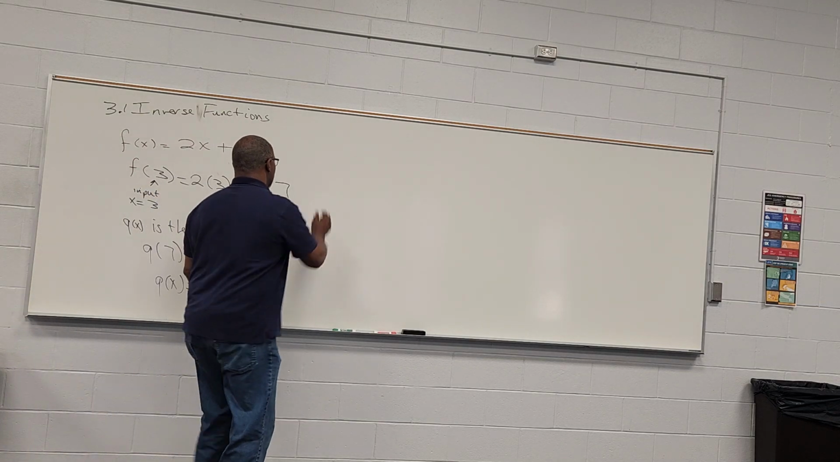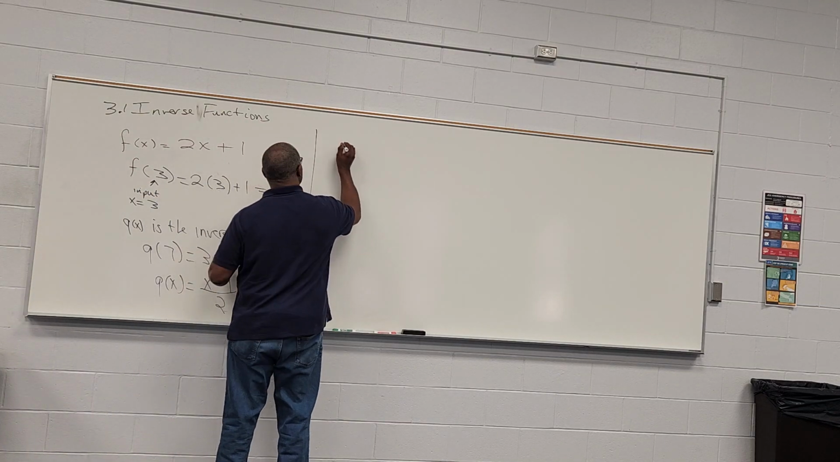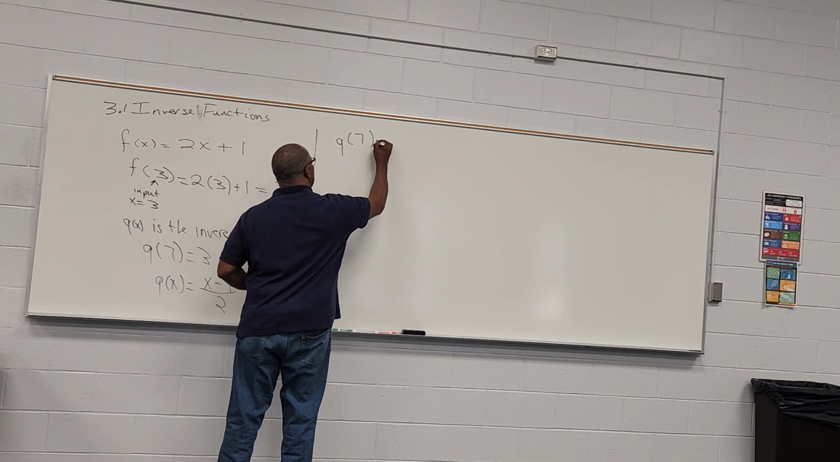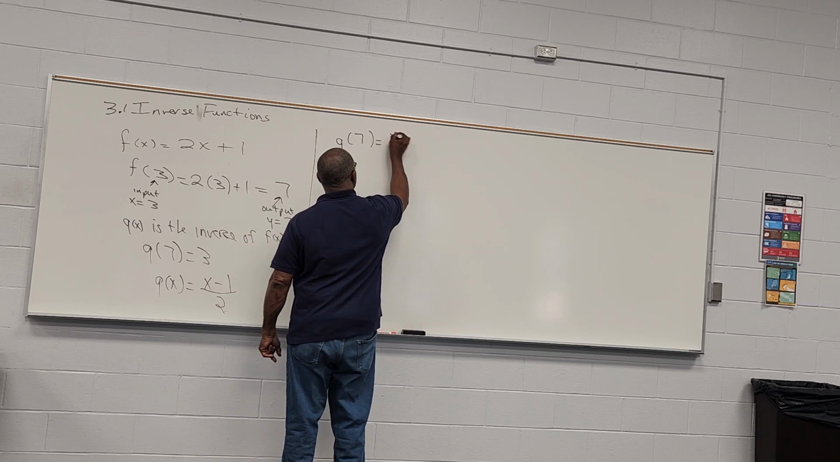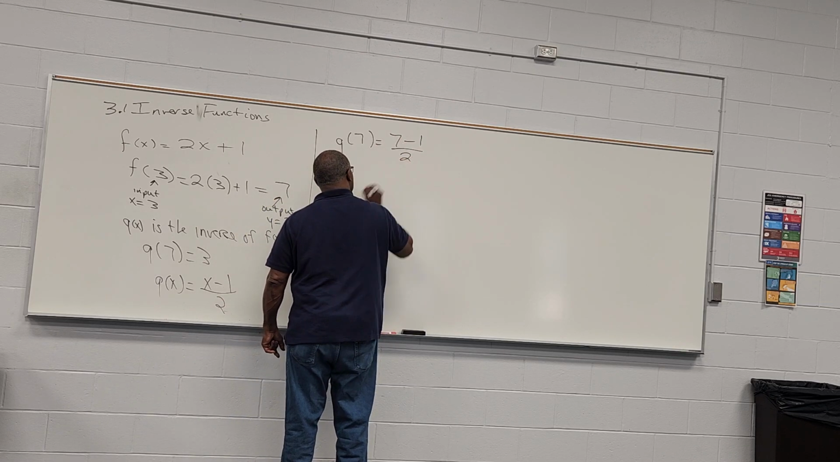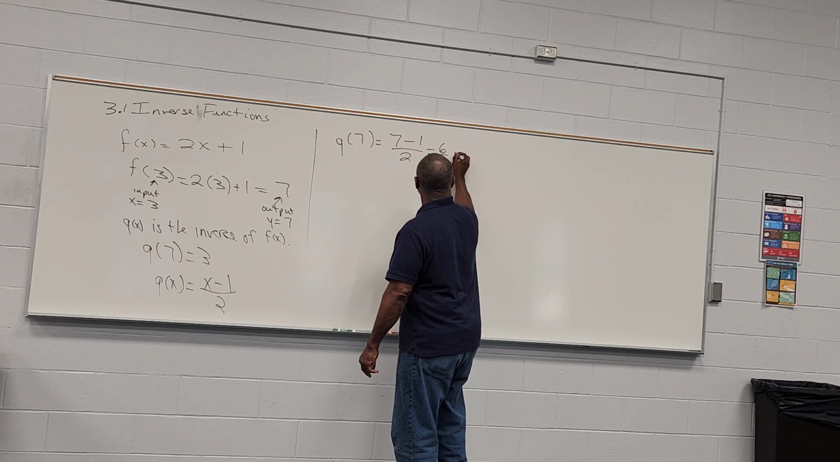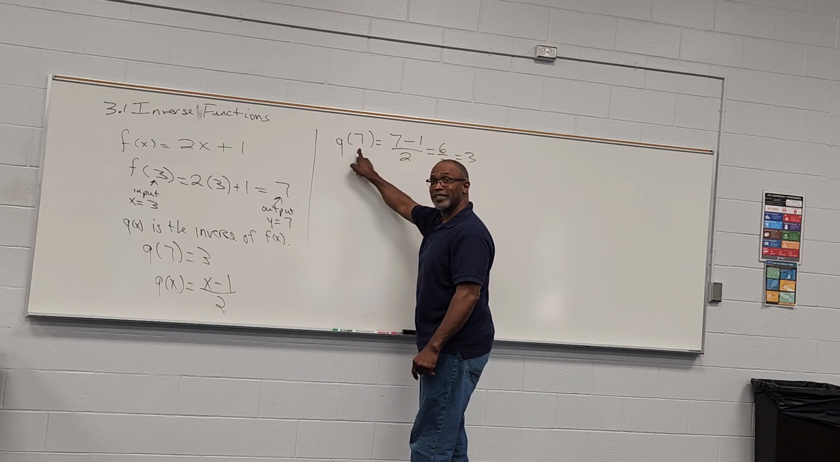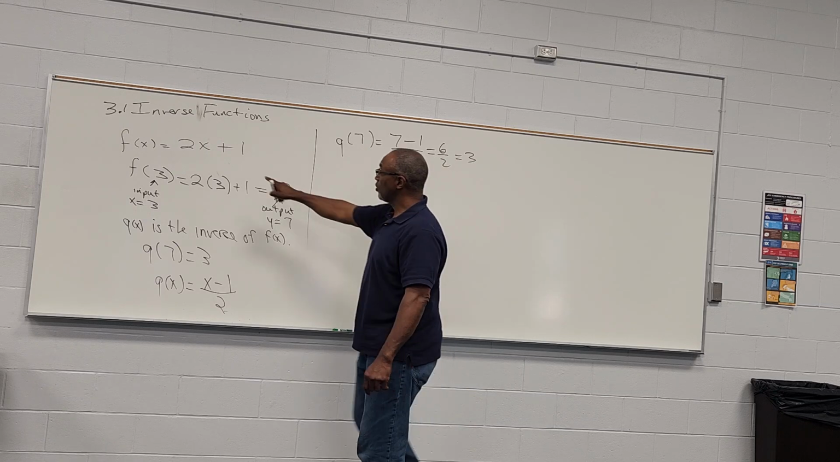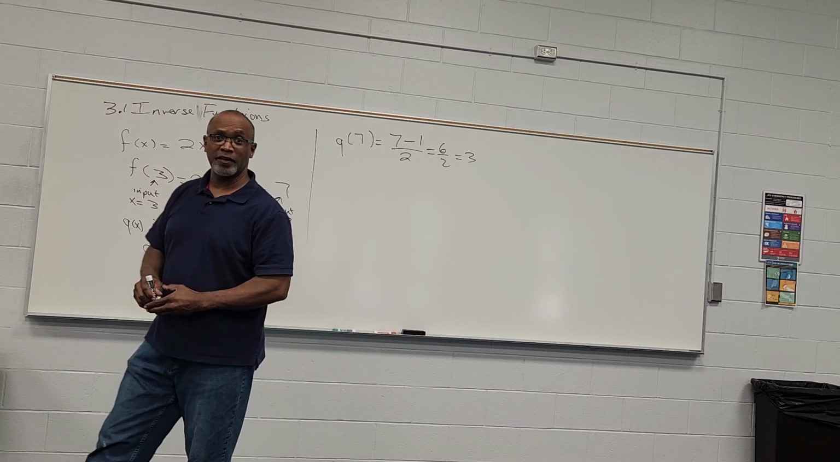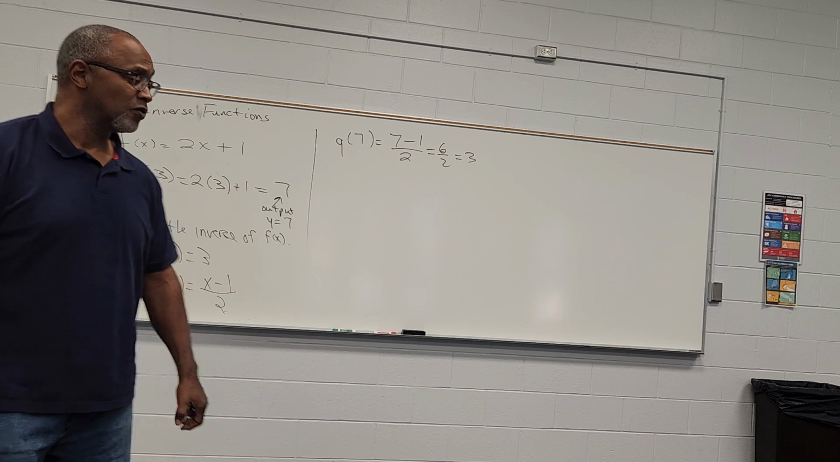And I can check myself. Let's take g of 7. Where I had an x, I put a 7. Well, 7 minus 1 equals 6, over 2, which is 3. So I do see that g of 7 gives me 3. So g of x is the inverse of f of x. This is how inverse functions work.